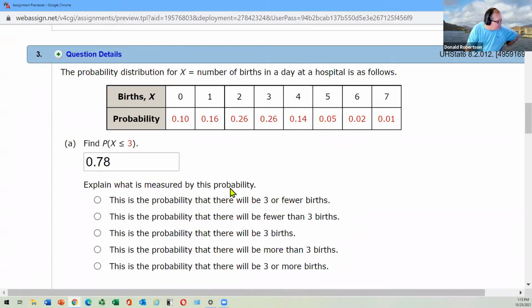Now, explain what that meant. Couldn't you describe it in this way? The probability that there will be 3 or fewer births. Yes. Right. Now, there are other ways of saying that, but that's the way they're picking it, so that's fine.